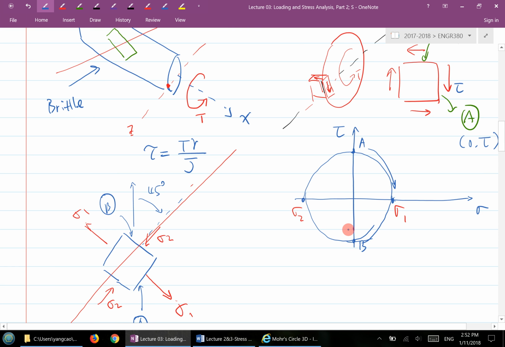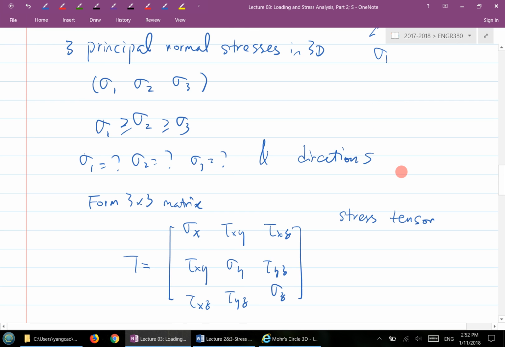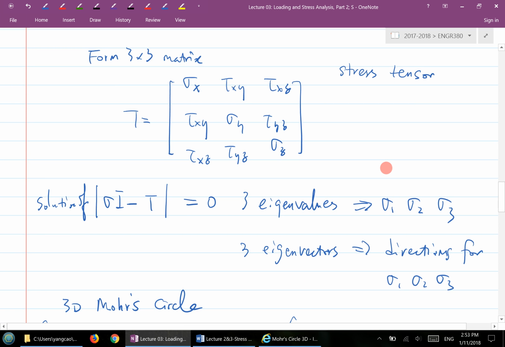Is that good? So for design, we have to look at the planar state of stress, but the state of stress in 3D basically. Any questions? All good?